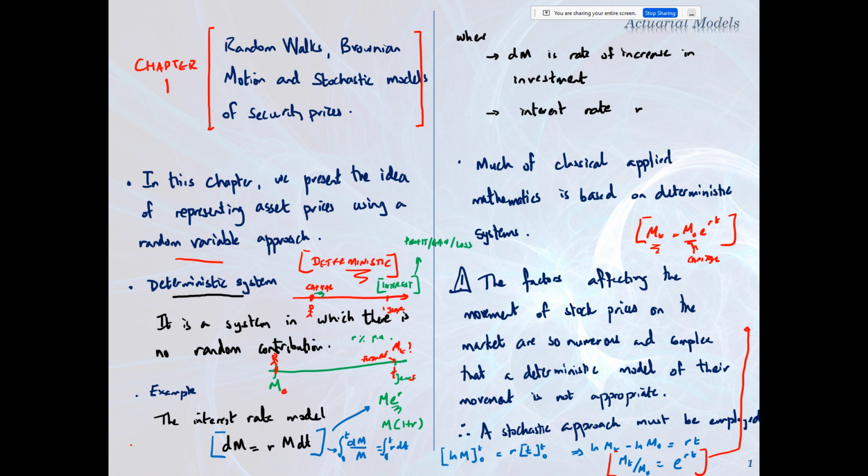Now, in classical mathematics, applied mathematics, we usually employ deterministic systems. However, the factors affecting the movement of stock prices on the market are so numerous and complex that a deterministic system won't suffice. It won't be adequate for the different fluctuations that happen on the market. That's why we need to adopt a stochastic approach. And this is what we will see in this section of this module.